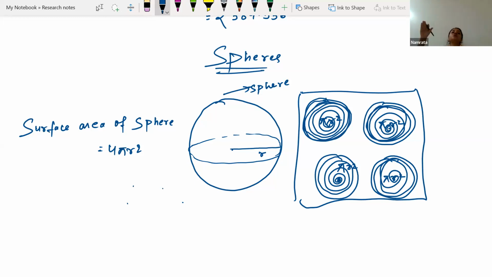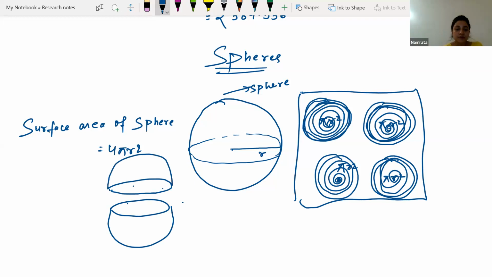Now, what about when we cut the sphere? When you cut this sphere, it will look like a ball kind of structure, like this over here and like this over here. This is called a hemisphere. Hemi means half of the sphere. Exactly from the middle, from the diameter, you are cutting the sphere and you get two hemispheres. That time it was a semicircle. This time it is a hemisphere. Now, the surface area of the hemisphere, you will get differently.